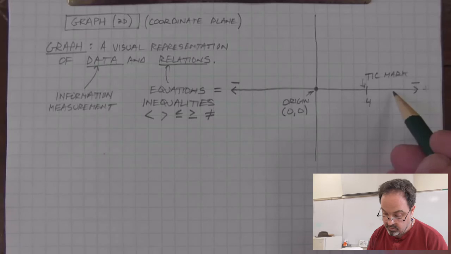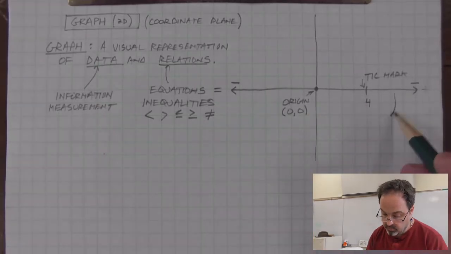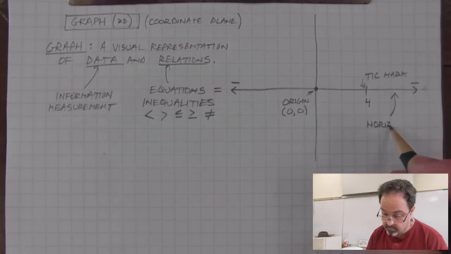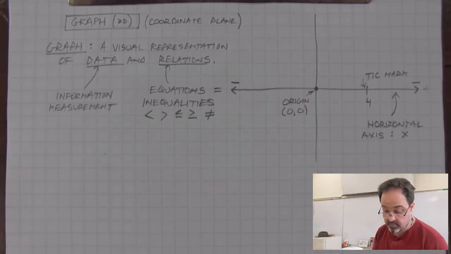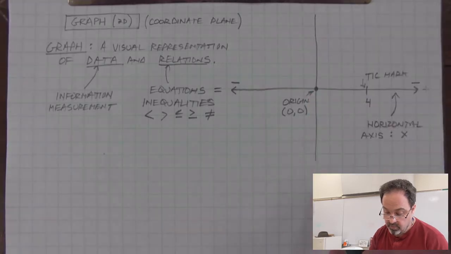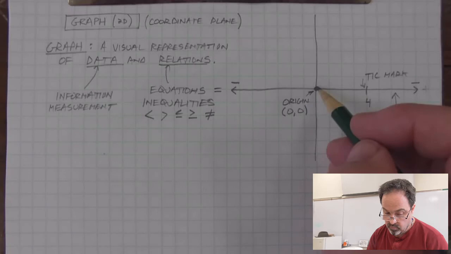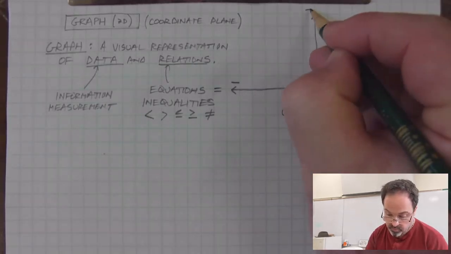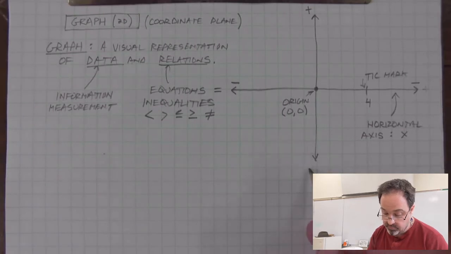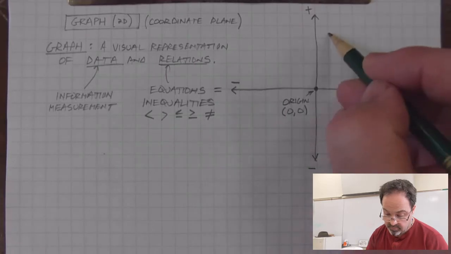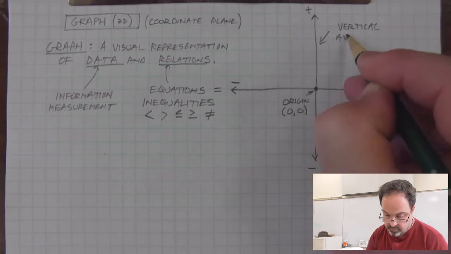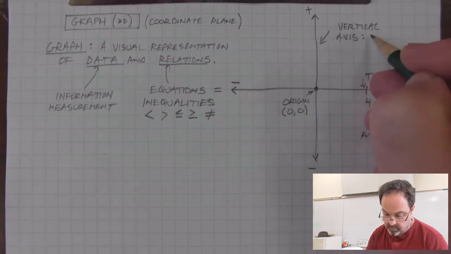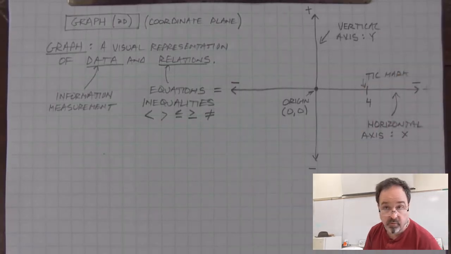Left and right is on a number line that we call the horizontal axis, and typically we give the letter X to represent the horizontal axis. We can go up and down on a second axis, and when we go up, we go in the positive direction. When we go down, we go in the negative direction on that axis. The axis that goes up and down is called the vertical axis. We typically assign the letter Y to represent the vertical axis.